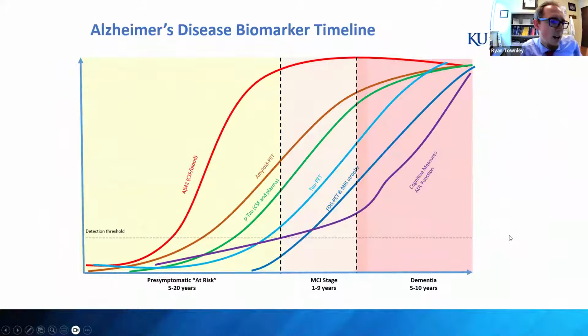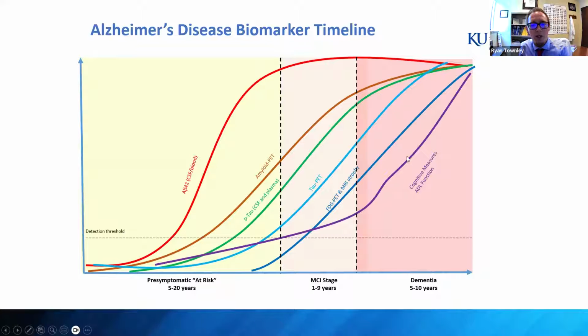Here's just a way to think about it from a timeline standpoint. So most of the time when we're diagnosing folks, we're in this red box. So that's at the dementia stage of these diseases, especially Alzheimer's disease. The purple line is basically what indicates that for you, where this is our cognitive measures and our activities of daily living.